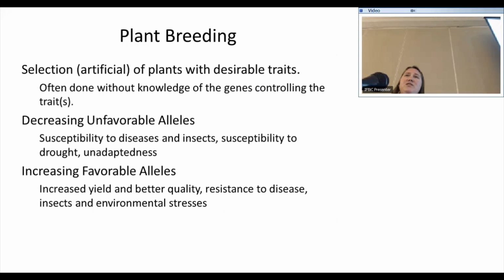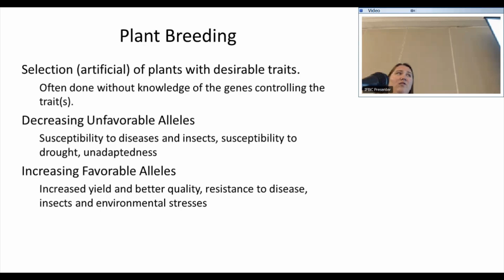So that was genetics, and now we have breeding. Breeding is very different and very similar to genetics in lots of different ways. It is the act of selecting, in the case of plant breeding this is artificial selection, people are doing it, not nature, selecting plants with a desirable trait. And oftentimes this is done without any knowledge of the genetics underlying the trait. That's not always the case.